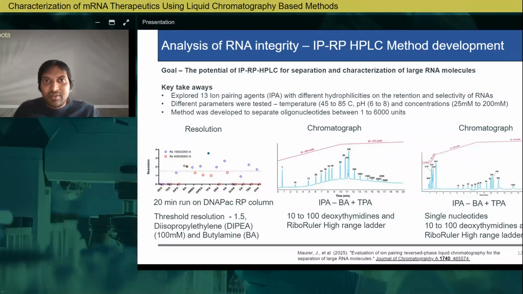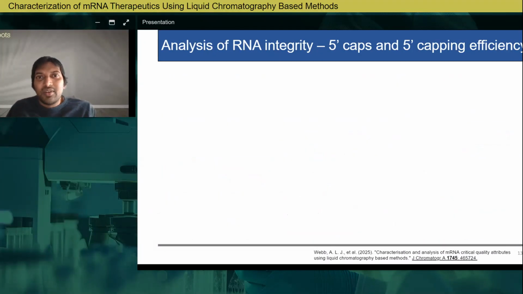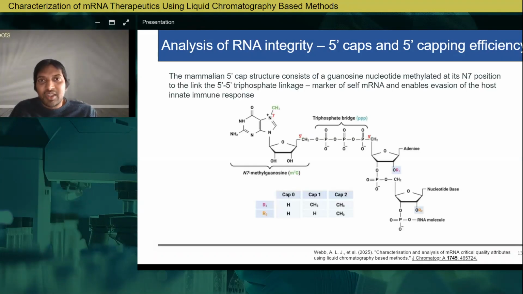So to talk about next, after RNA integrity, I also want to talk about the 5' cap and the 5' capping efficiency. As I said, it's very important for stability and translation. So ideally, the mammalian 5' cap structure consists of a methylation at its N7 position, linked through the triphosphate linkage.